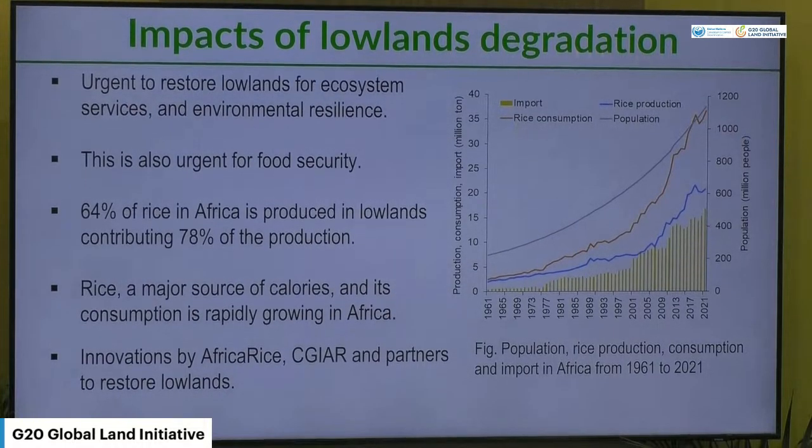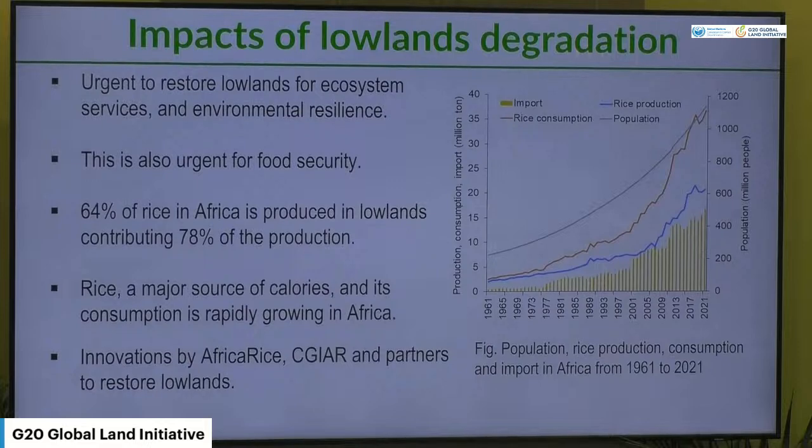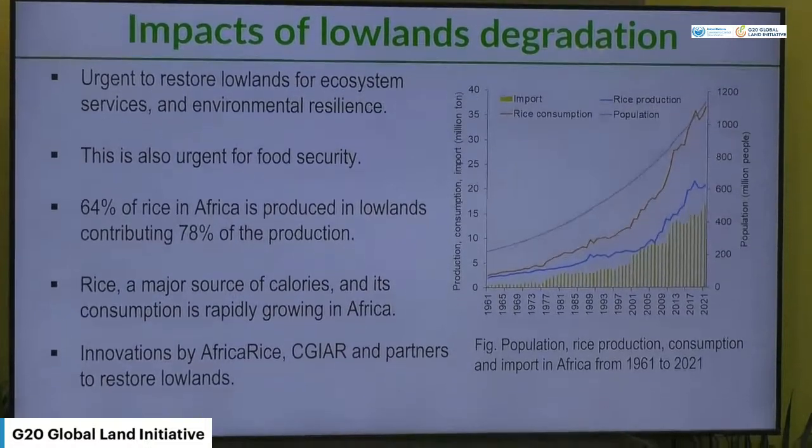There is an urgent need to restore lowlands, particularly for ecosystem services preservation, but also for environmental resilience. This is also urgent for food security, given that 64% of rice in Africa is produced in lowlands, contributing to 78% of the production. Rice has become a major source of calories and its consumption is rapidly growing in Africa. Therefore, there is definitely a need to accelerate the restoration of lowlands in Africa in view of their importance in terms of food security, rice production, and other crop production, but also in view of the important ecosystem services and biodiversity that they help preserve.